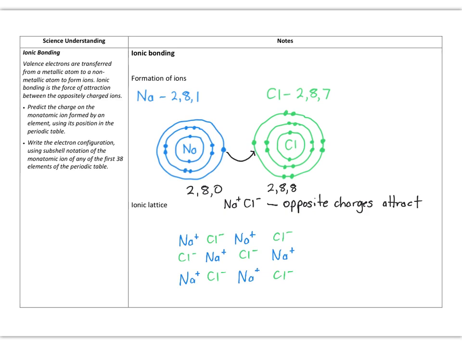Sometimes when we put the formula for sodium chloride, which is NaCl, we call this an empirical formula or a formula unit, because it's telling us the ratio of sodium ions to chloride ions in this lattice. So if we say we've got sodium chloride, we don't just have one sodium atom bonded to one chlorine atom. We have a lattice with a 1-to-1 ratio of these two ions.